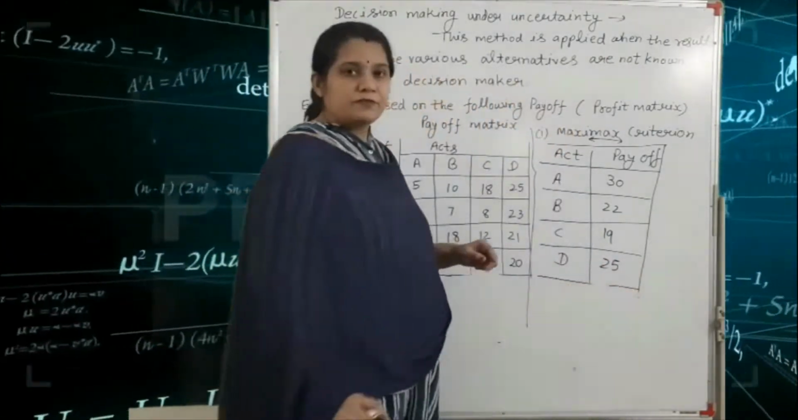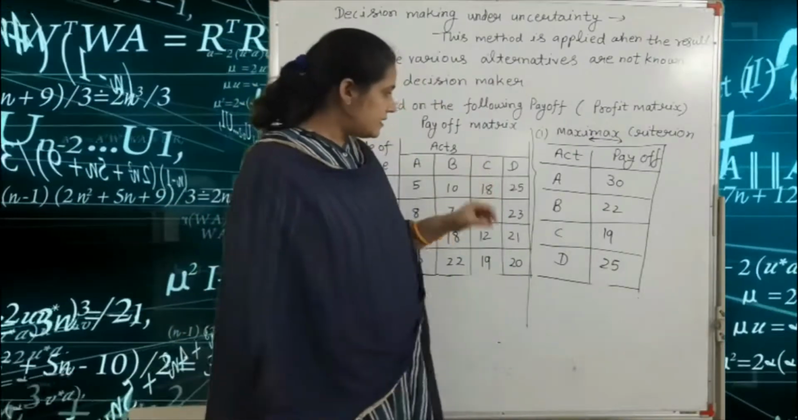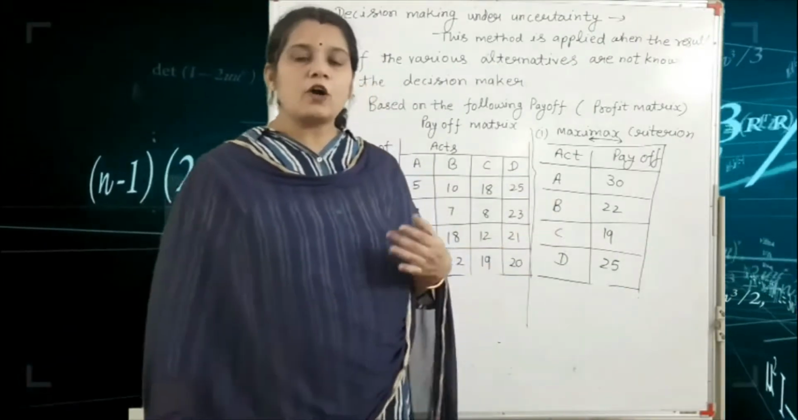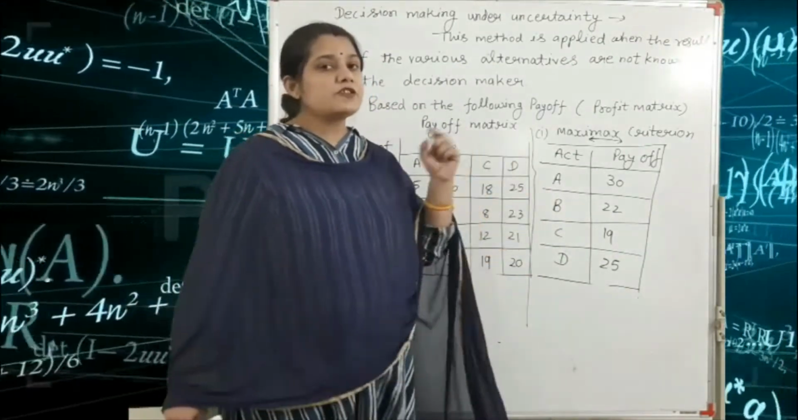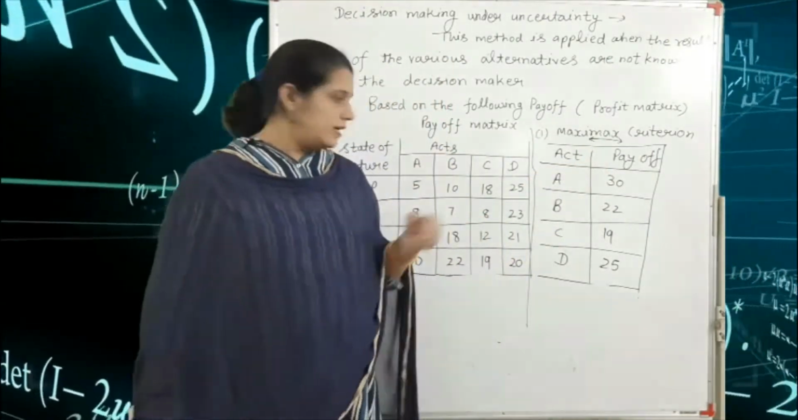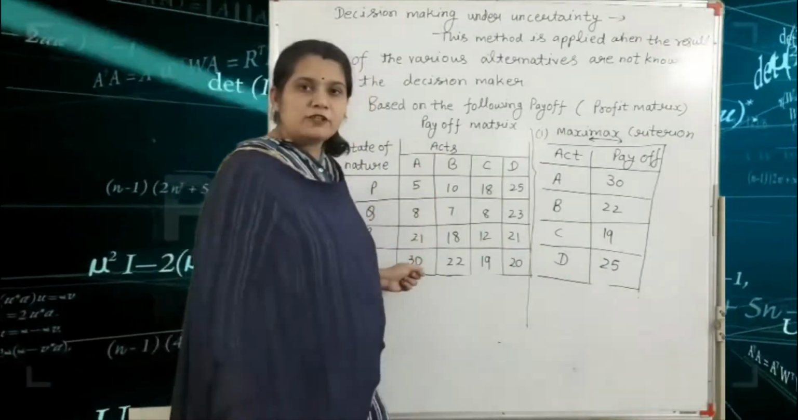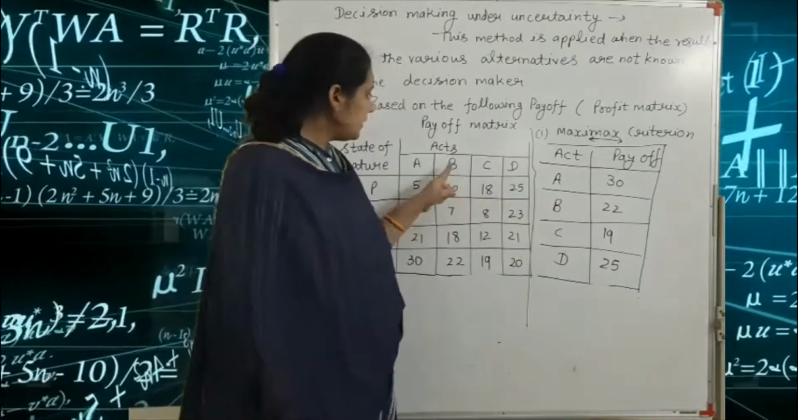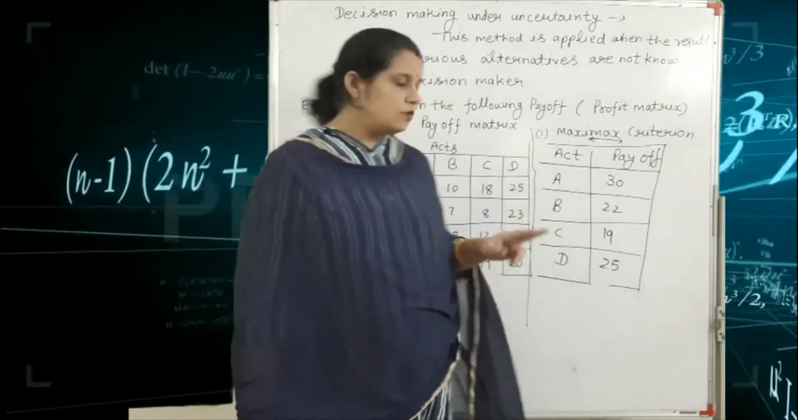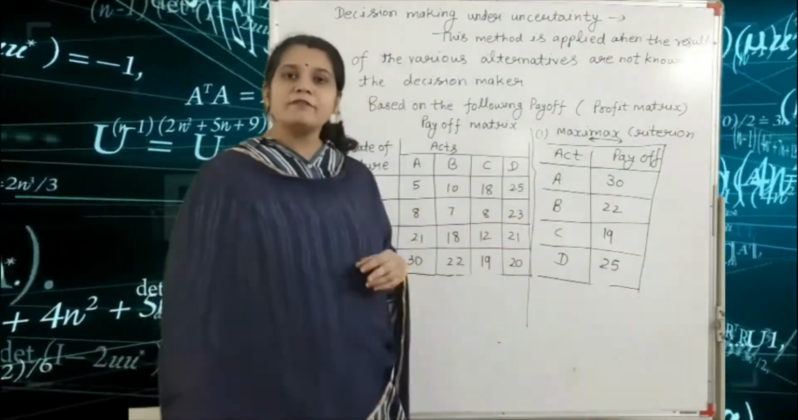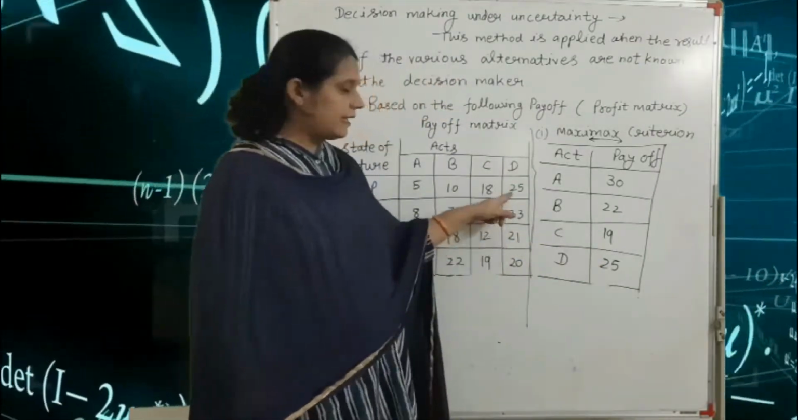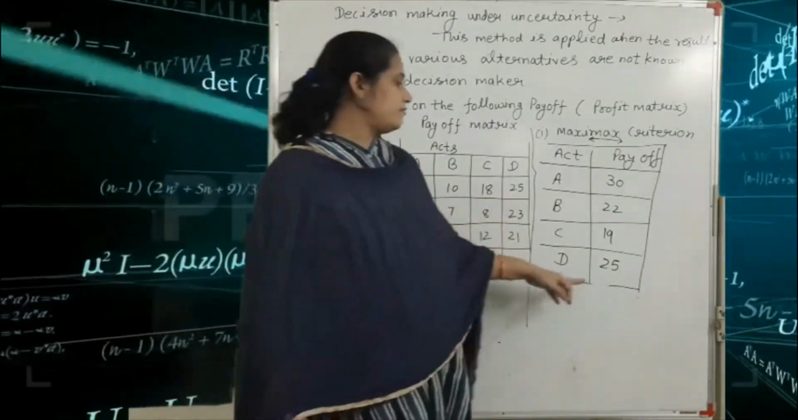So first, what do we do? First, we write according to our act, that means the alternative. According to our alternative, first we choose the maximum value because it starts from the maximum point. In act A, the maximum value is 30, so we write 30. In act B, the maximum value is 22, so we write 22. In the third act, the maximum value is 19, so we write 19. And in act D, the maximum value is 25, so we write 25.